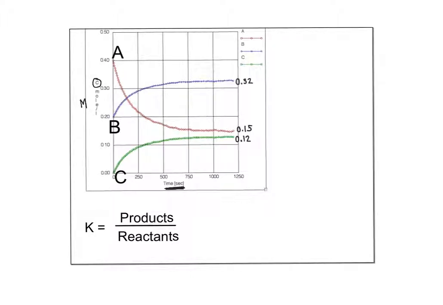So A is being used up. That means A is a reactant because it's being used up. And the other two, B and C: B goes from 0.2 to 0.32, so B is being produced, so that's a product. And C goes from 0 to 0.12, so that is a product too.